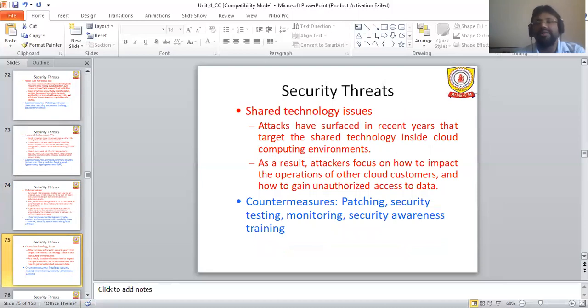Now the shared technologies issue is also there because of so many parties involved, so a compromise of security might happen. Attacks have surfaced in recent years that target the shared technologies inside the cloud computing environment. As a result, attackers focus on how to impact the operations of other cloud customers and how to gain unauthorized access to the data. For such threats, the countermeasures are patching, security testing, monitoring, and security awareness training programs, which are very important.